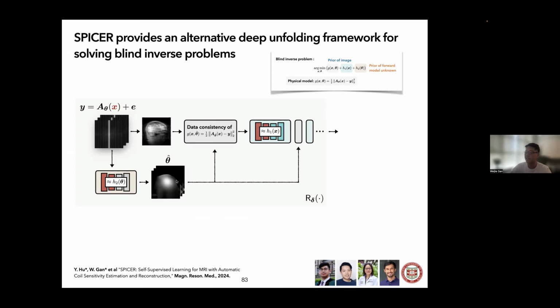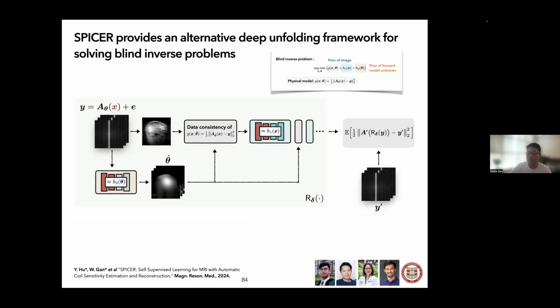So here is the sample, here is the MRI. The forward model unknown is the coil sensitivity. So you just put the raw measurement into another neural network, ask it to predict the coil sensitivity, and you use this coil sensitivity in every data consistency block in the deep unfolding for the image reconstruction.